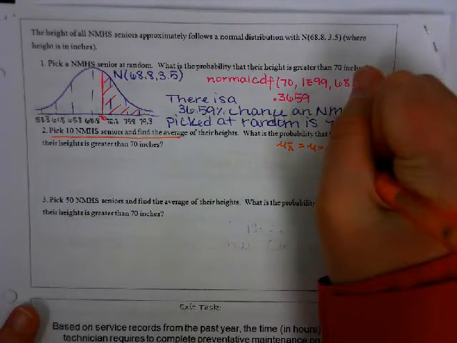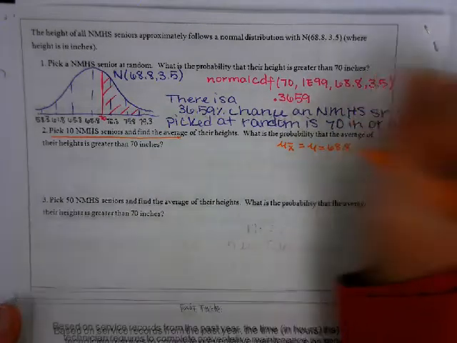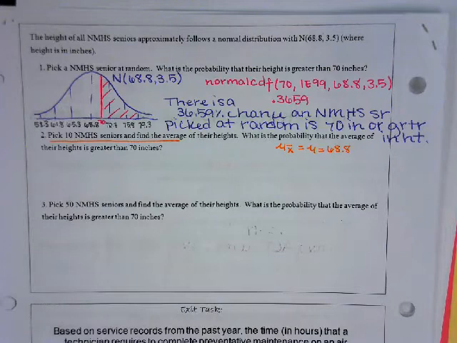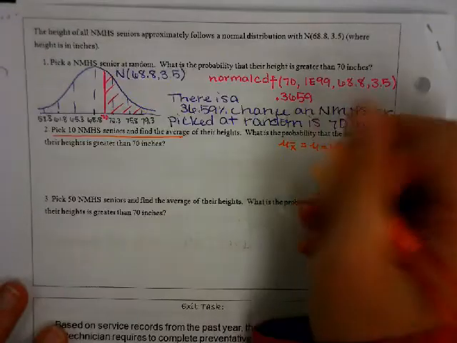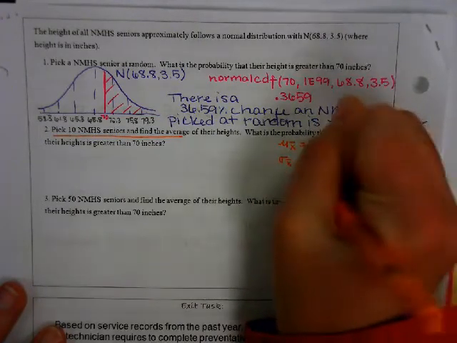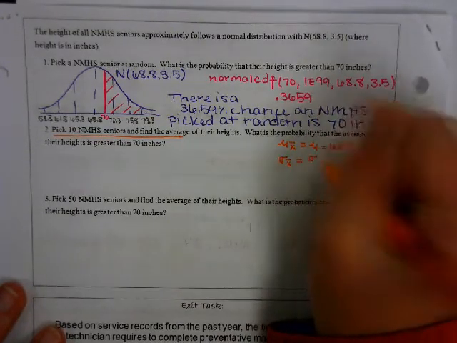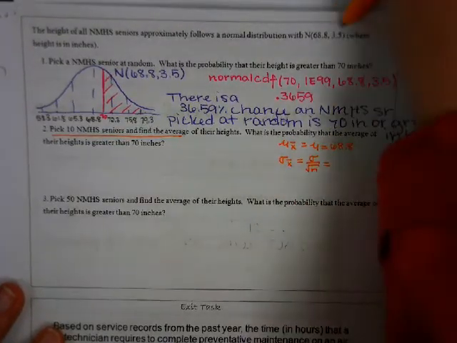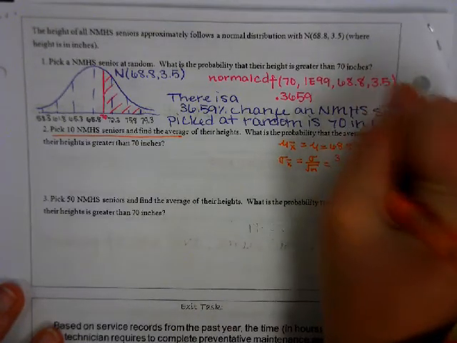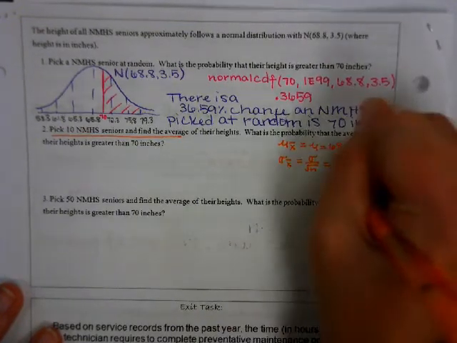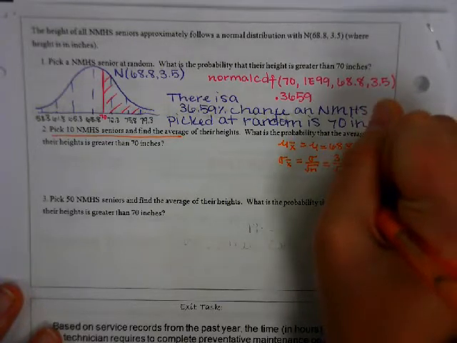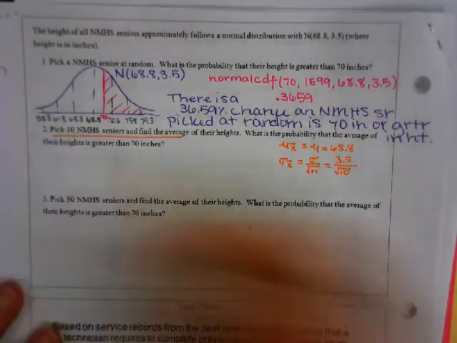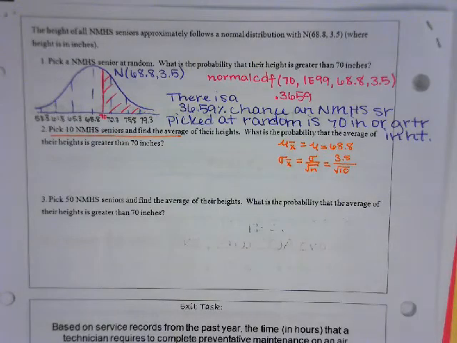Our standard deviation for the sampling distribution, we use that new formula of sigma divided by the square root of n. So sigma is 3.5. And we're going to divide by the square root of our sample size, which is 10, because we're picking 10 seniors. So we get 1.107.